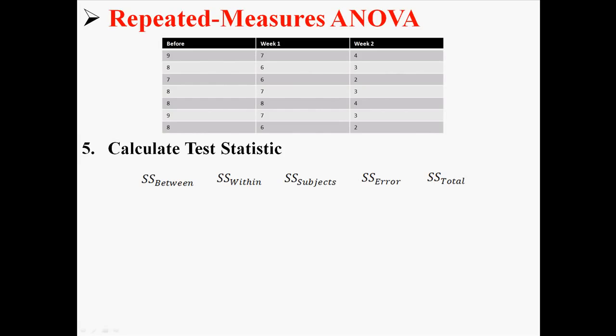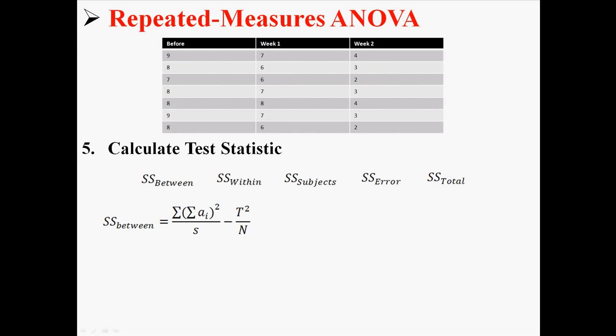We're going to need to find sum of squares for between, within, subjects, error, and total. So let's start doing that, first with sum of squares between. This is the equation for sum of squares between, and the top part looks kind of complicated.